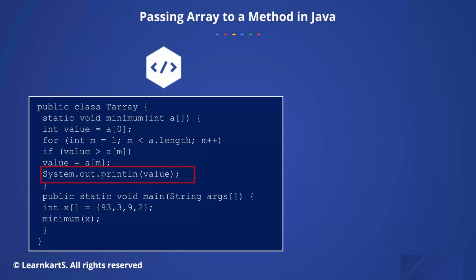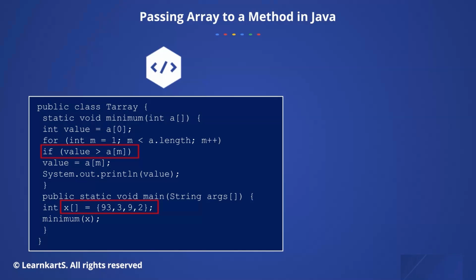What will happen is that this part of the for loop will keep continuing, and this System.out.println will not print until the for loop is completed. Once you take value equal to a[0], which is 93 in this case, the loop starts with 1 and goes up to the end of the elements, which is index 3 here. First it will check if 93 is greater than 3. It is true, so the value will be stored as 3.